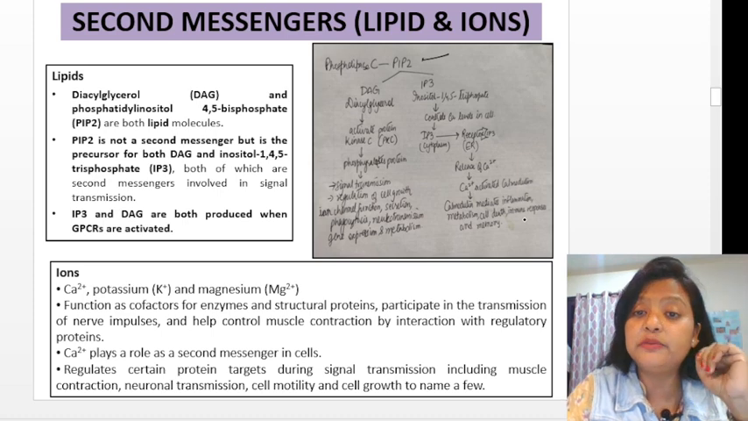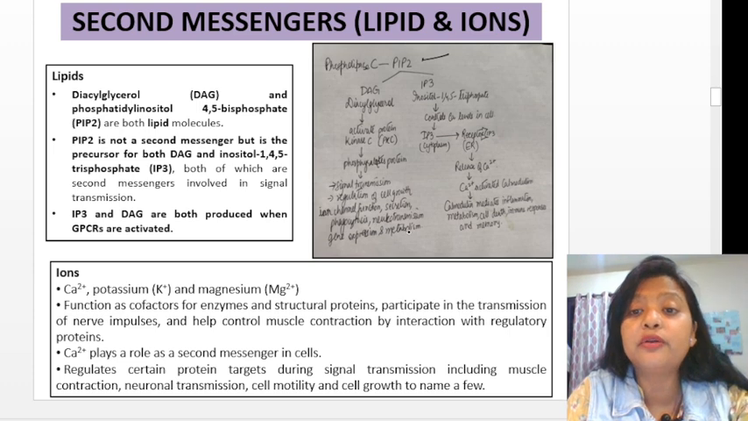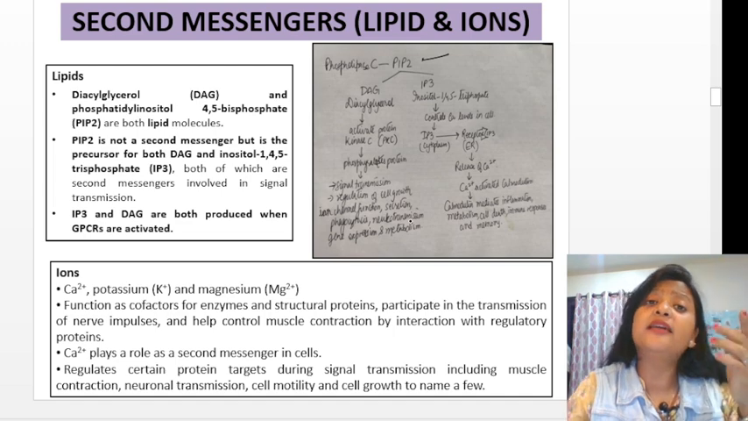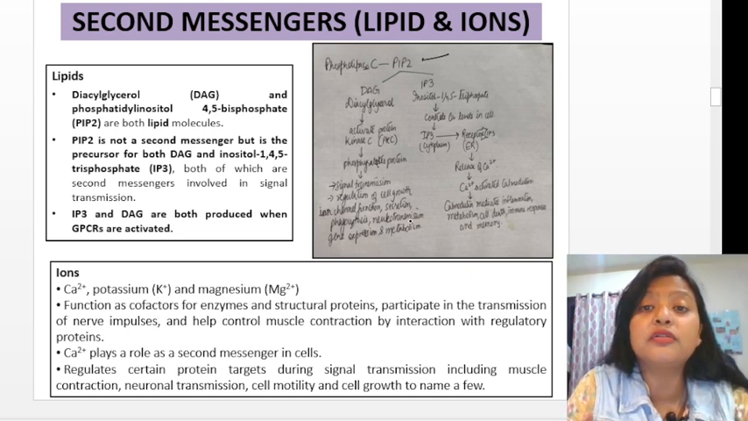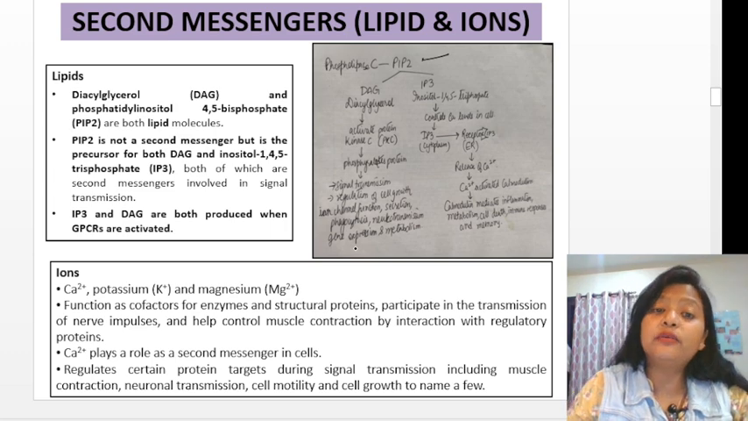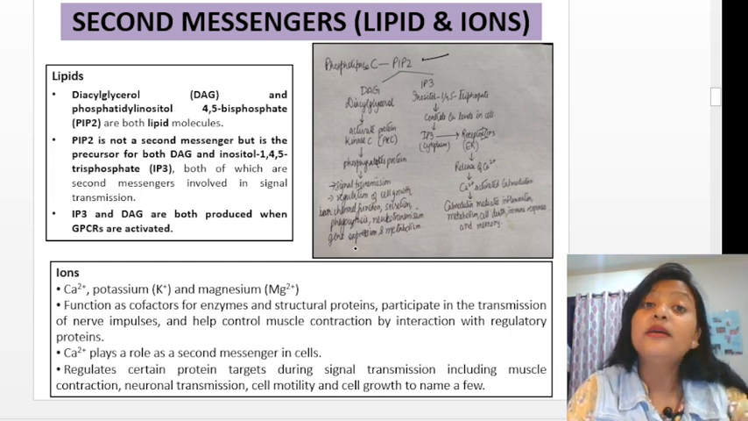Okay. Now coming to the DAG part. DAG will activate PKC, and then this will phosphorylate proteins and lead to signal transmission and also help in regulation of cell growth, ion channel functions, secretion, phagocytosis, then neurotransmission, gene expression, and metabolism. These are all the downstream responses occurring because of the activation of protein kinase C. Okay, so this is the process that is occurring. And when does all this happen? When GPCRs, that means G protein coupled receptors, get activated, it leads to the formation of IP3 and DAG from PIP2.